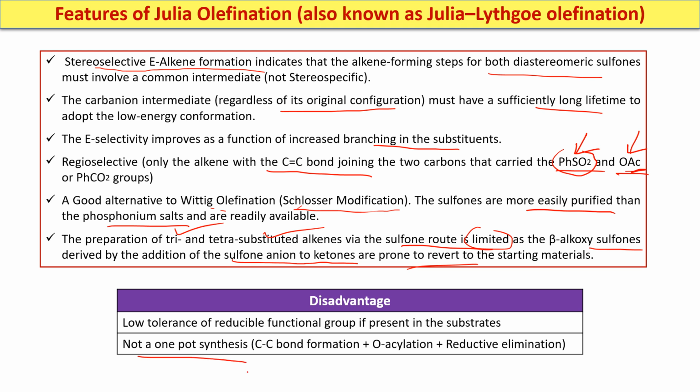And this is the very important disadvantage, that it is not one pot synthesis. First you have to do CC bond formation, you have to generate carbanion and it is attacking the aldehyde, then there is an O acylation, then there is a reductive elimination, and you are getting finally the product. So it is not one pot synthesis, right? So this is the disadvantage. Now what is the solution? The modified version we have to discuss next, where you will see this second disadvantage we can overcome, and also there is no such reductive elimination, that is, no reducing agent will be used. So in this way these disadvantages we can overcome.